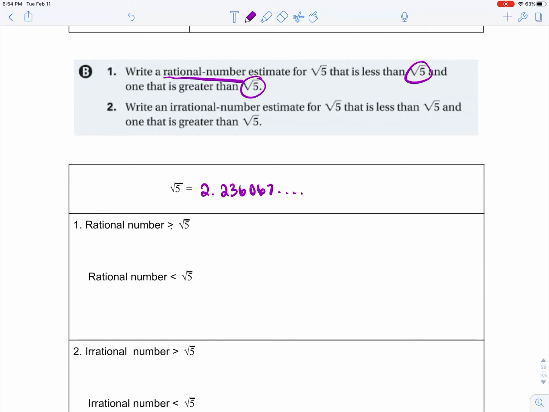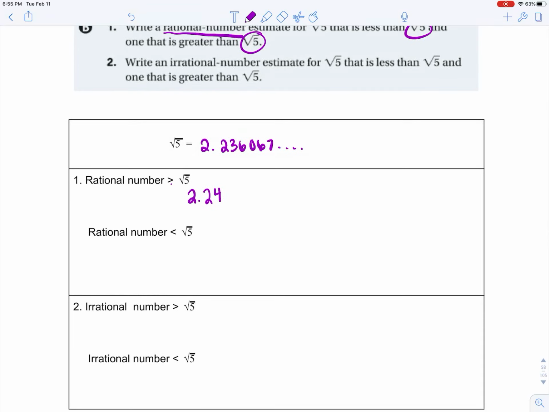All right, hopefully you paused it, and hopefully you wrote something. In my brain, I'm thinking, well, I know that the square root of 5 is approximately 2.23, so if I round that number to a 4, then I have myself 2.24, which is greater than the square root of 5, but it's also a rational number because 2.24 definitely ends.